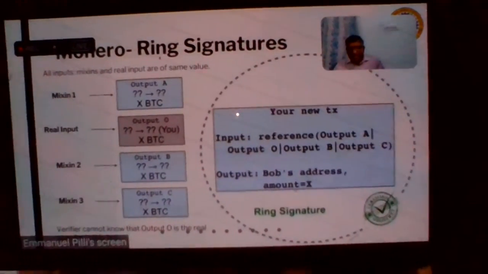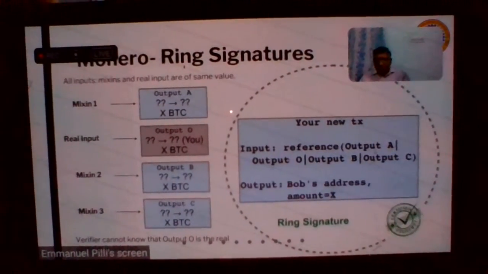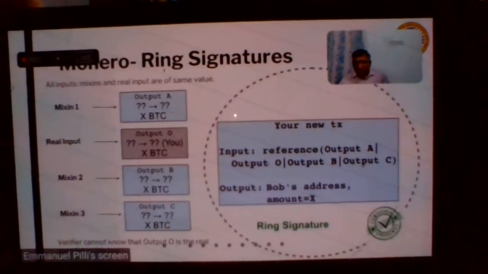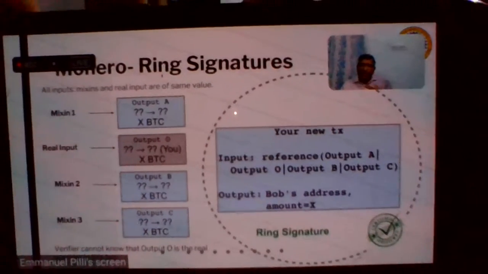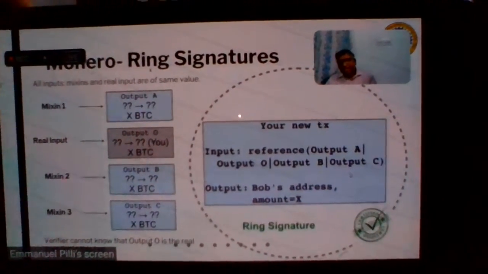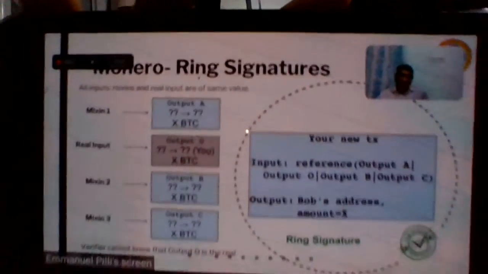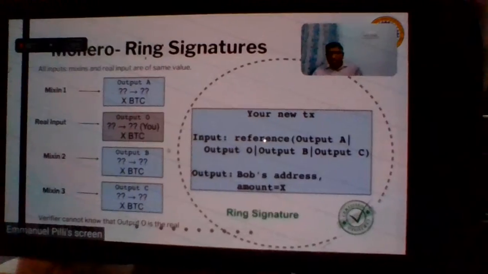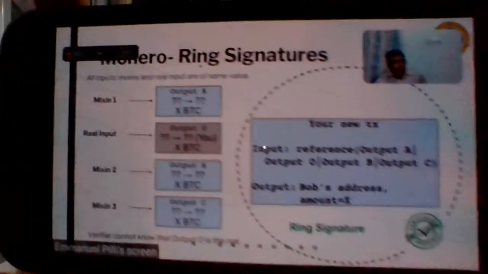There are four transactions here, so a reference of output A or O or B or C. But we are able to see this diagram and know that it is output O. A, B, C are not valid, they are already used transactions. So X bitcoins go here. All X's are going. Actually, 4X must come out, but only 1X is coming out.